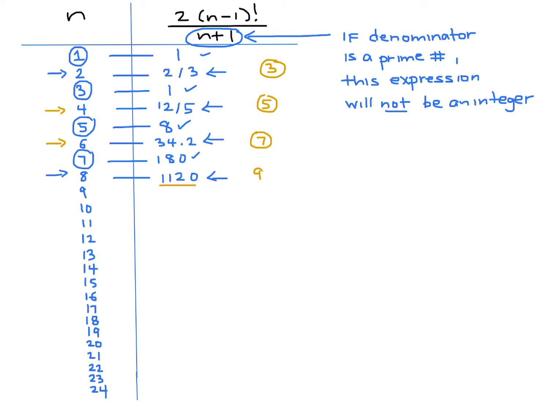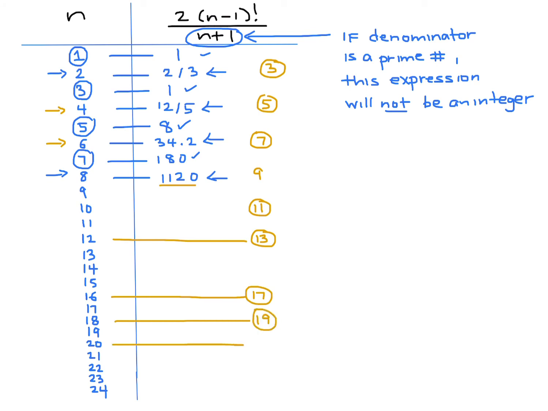So we have to figure out what values of n give us prime numbers for the denominator. And that would be, I think, 10. 10 would give you 11, right? That's a prime. 12 would give you 13 as a denominator, and that's a prime. 16 would give you 17 as a denominator, which is prime. 18 would give you 19, which is a prime. 20 gives 21, but 21 is not a prime number, right? So I don't know why I even bothered with that. 22 gives 23. That's a prime number. And I think that's it.